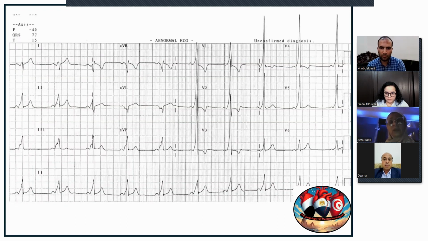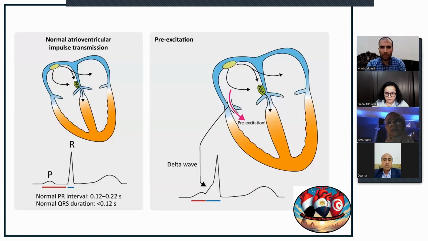I'm sorry, the previous slide. A short PR interval. Yes, a short PR interval. Normally, the PR is not less than 120 milliseconds. Having a short PR with a pre-excitation or delta wave at the beginning of the QRS complex with the characteristic repolarization abnormalities. Okay, and this pre-excitation or accessory pathway was first described in 1930 by the three scientists Wolff, Parkinson and White, and that's why it's known as Wolff-Parkinson-White syndrome.